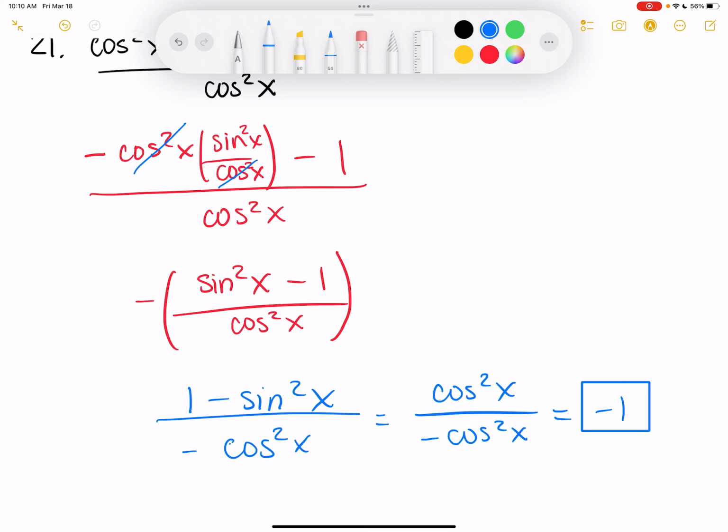Wait, where did you get cosine squared of x over negative cosine squared of x? Because 1 minus sine squared is cosine squared from the identities. Because it's the Pythagorean identity. And that's why you have to memorize them. You have to switch the formula for it.